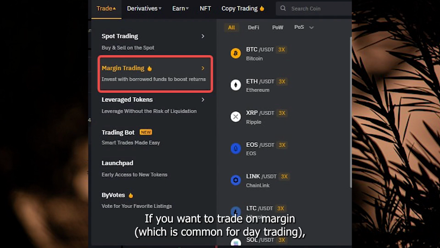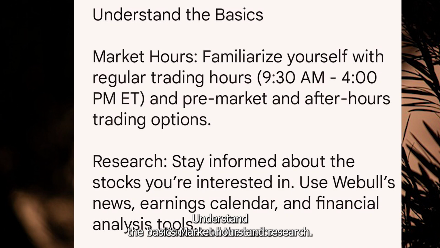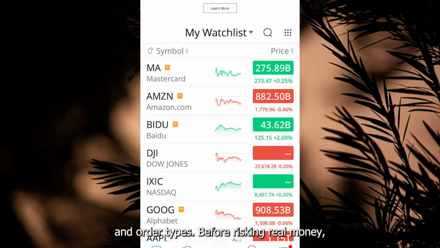If you want to trade on margin, which is common for day trading, make sure to enable this feature in your account settings. Understand the basics, market hours and research. Explore the app's features, including charts, watch lists, and order types.